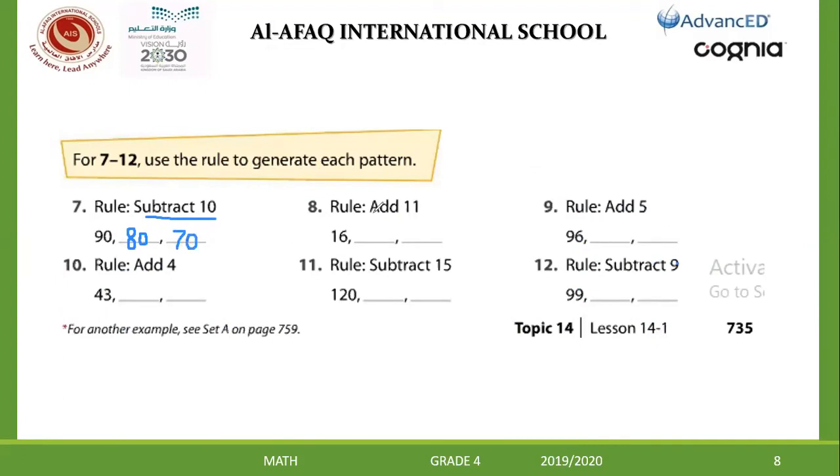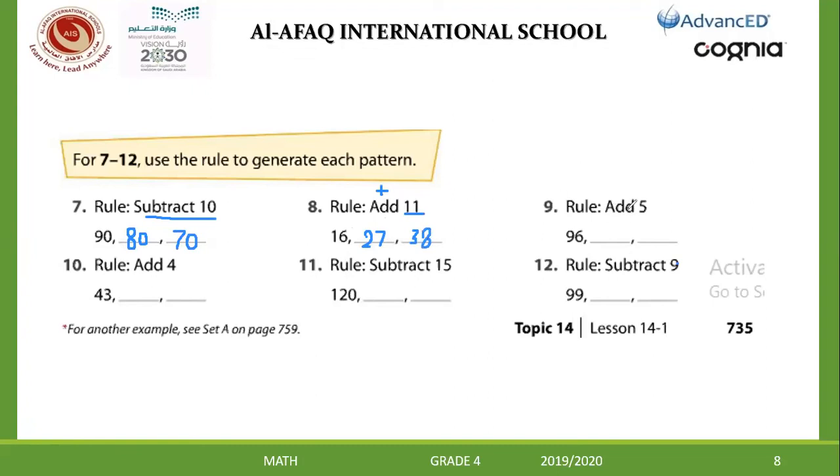Next one, the rule here, add 11. What is the meaning of add? Which operation, which sign do I have to use? Plus. Add 11 to 16 will be 27. Add 11 to 27. What do you notice here? You have to add 1 to the ones and 1 to the tens. It will be 38.